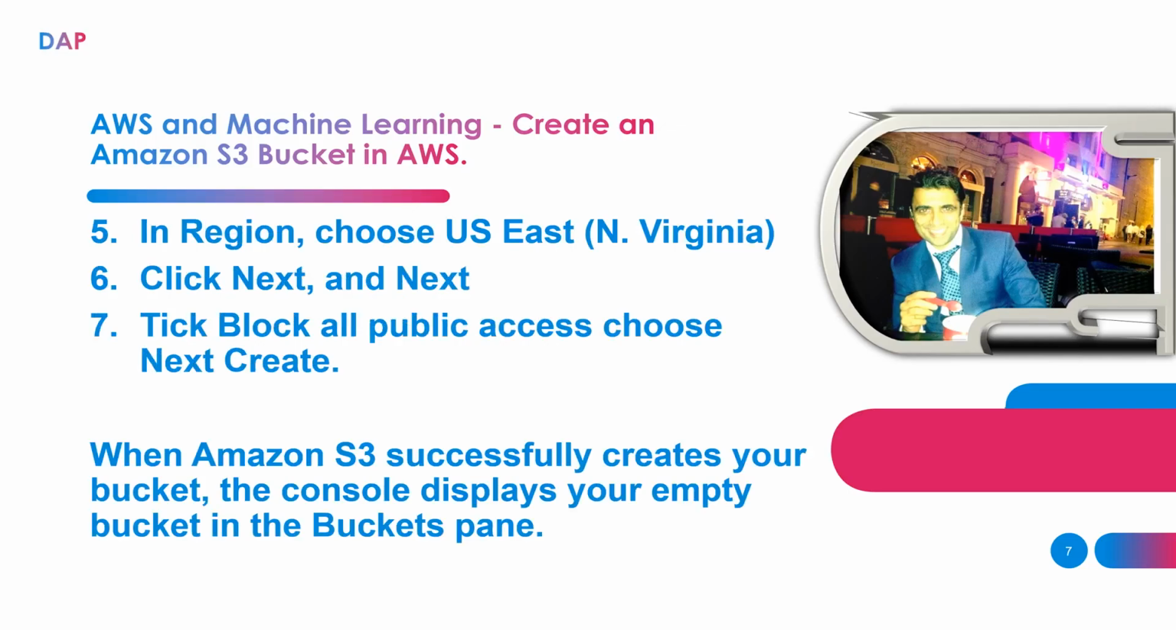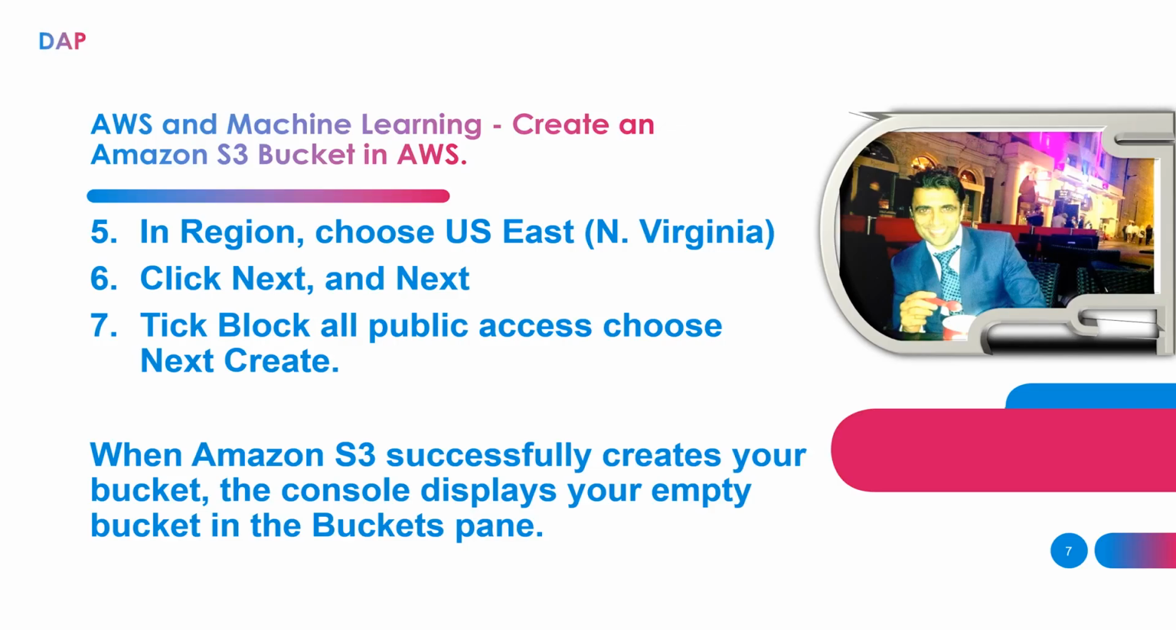Now step number 5 is that you'll get a region, then you choose US East North Virginia. We need to remember that the bucket, the data and the machine learning algorithm must be in the same region, otherwise it won't work. So just keep this in mind, and choose your region accordingly. I'm going to keep it as North Virginia.